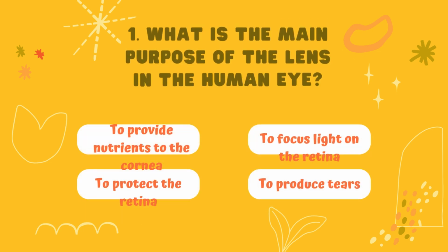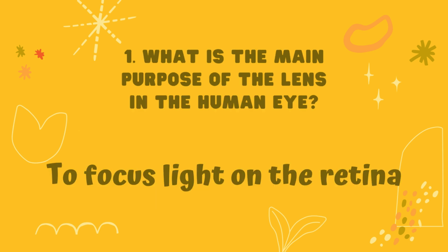Question 1. What is the main purpose of the lens in the human eye? Is it A. To provide nutrients to the cornea, B. To protect the retina, C. To focus light on the retina, or D. To produce tears? The correct answer is C. To focus light on the retina.